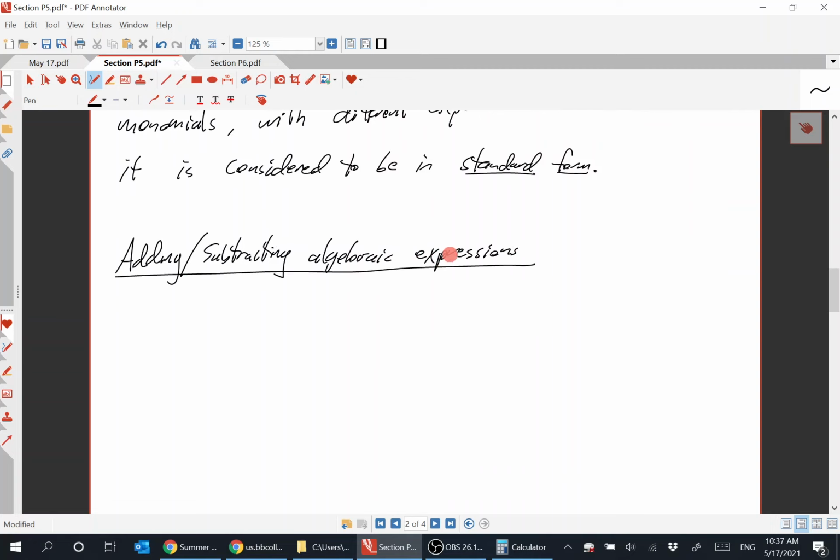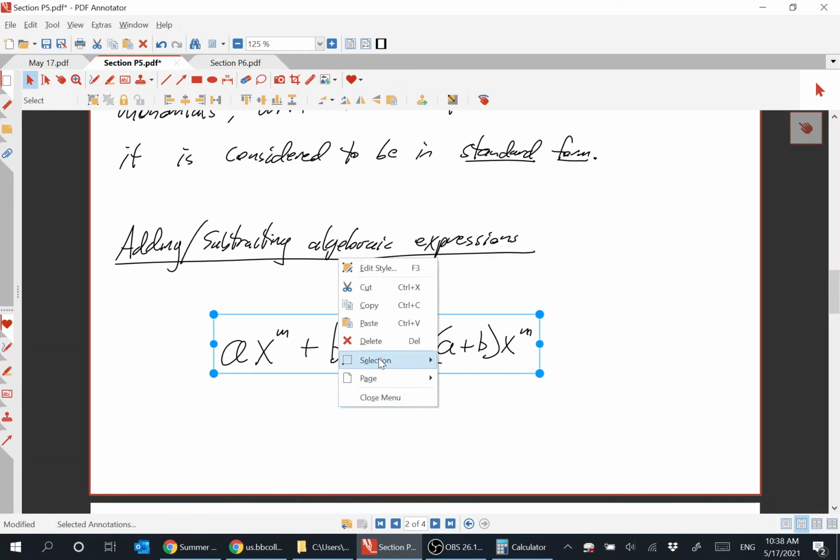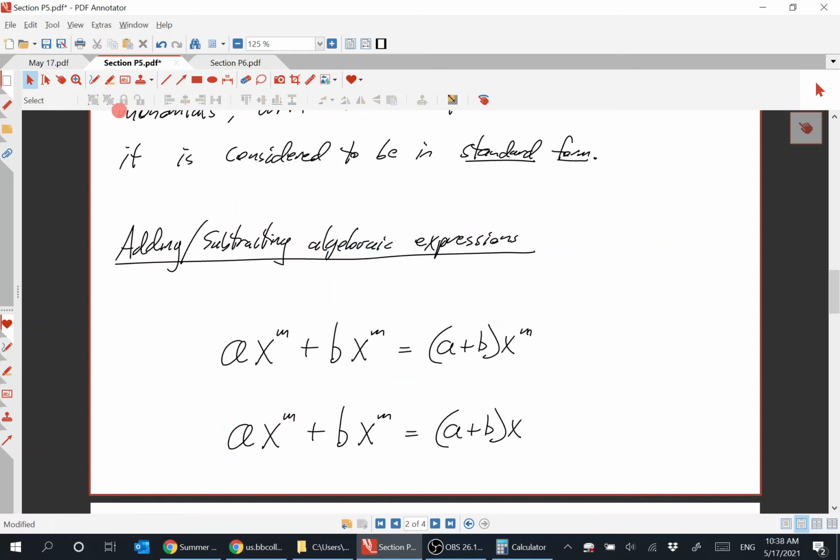Basically, whenever you have two monomials with the same exponent, you add their coefficients. Right? So if you have ax to the m plus bx to the m, this is equal to (a plus b)x to the m. And then if you had a negative there, you could do that as well.